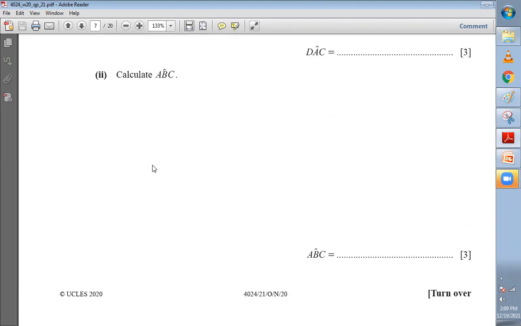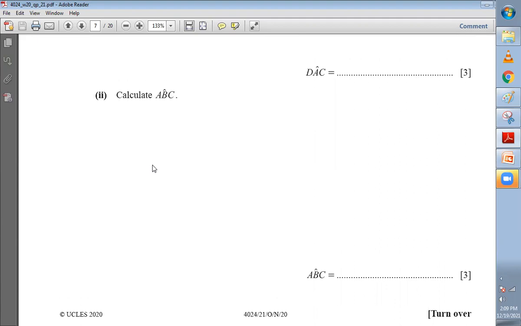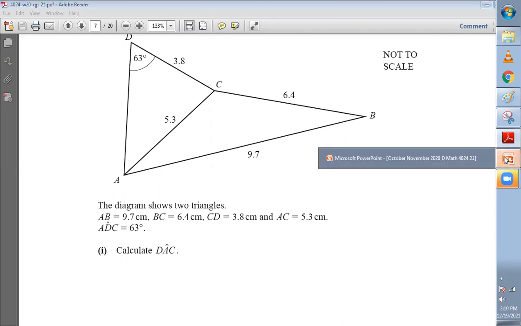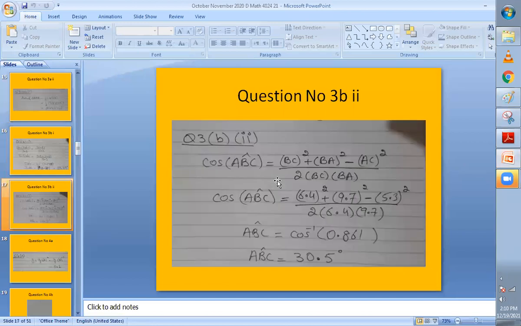Then we have this second part. He says calculate the angle ABC, and it is also of 3 marks. He wants you to find out the angle ABC. This is that angle ABC. Now look at this triangle. This triangle has 3 sides. All these 3 sides are known. None of the internal angle is given in this triangle. I want to find out this. So I can use the law of cosine, and the cosine rule can be used. Let me show you how this is done.